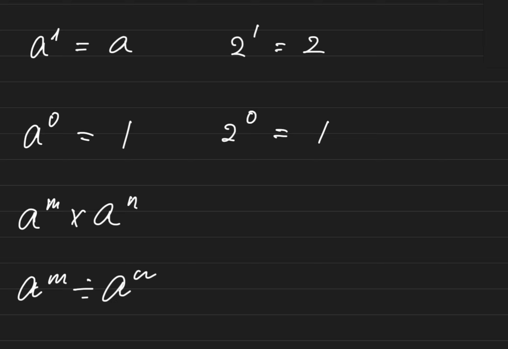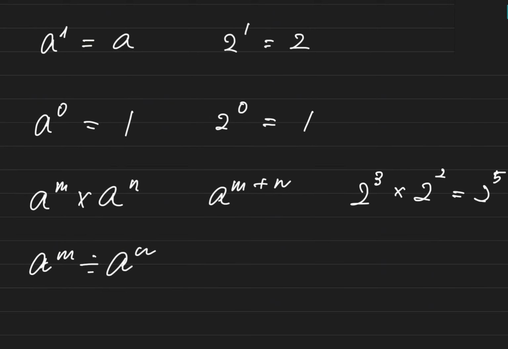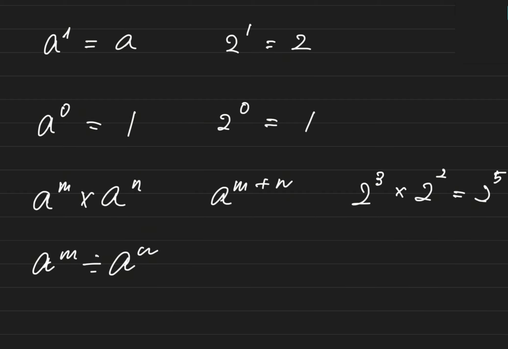a to the power of m times a to the power of n is a to the power of m plus n. Basically, if the indices have the same base, then they can be multiplied, therefore their powers would be added together. In this case, it would be 2 to the power of 5, which is 32. Now on to the next one.